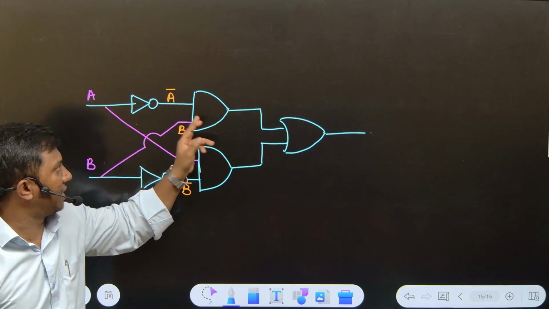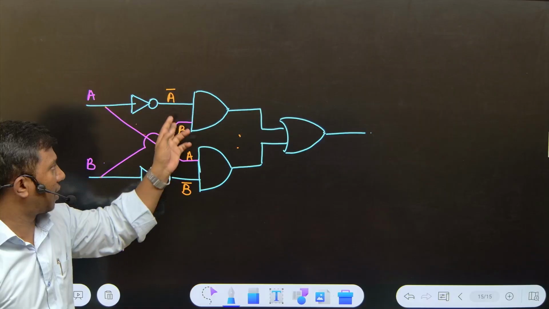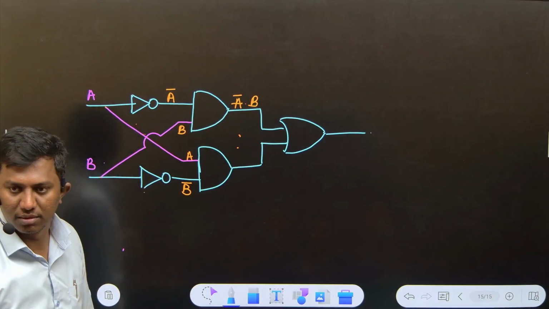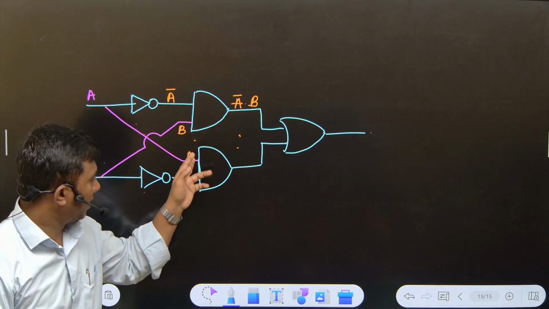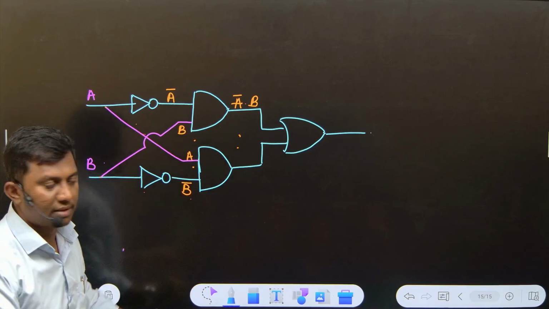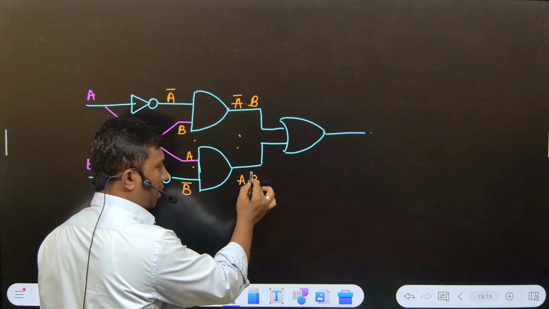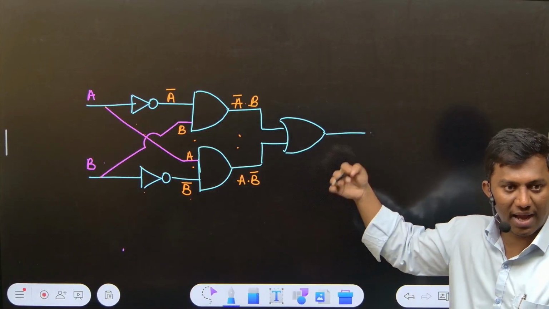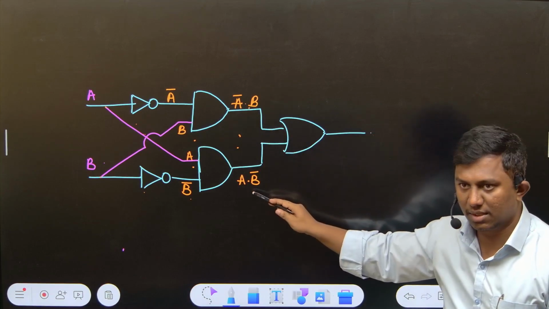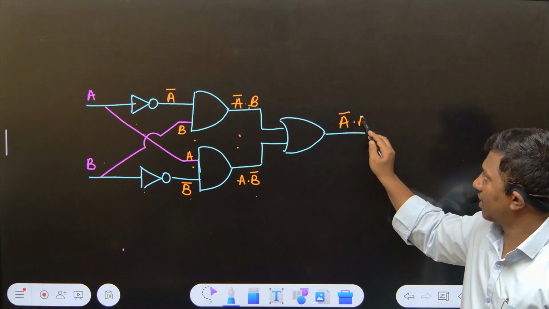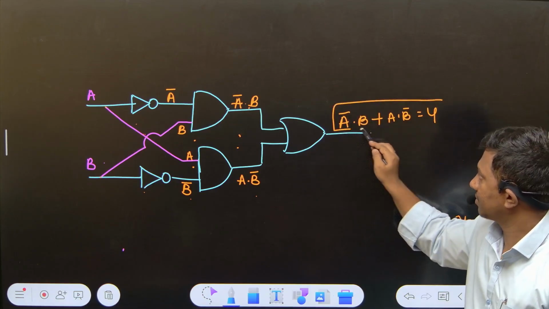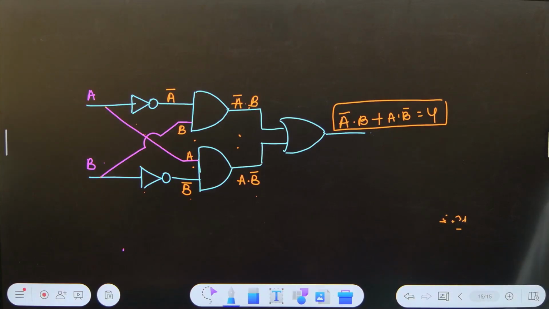Now this is the AND gate. The output of the AND gate, if A, B are given, is A dot B. But if A bar, B are given, what then? A bar dot B. Here A and B bar are there. Then what is the answer? A dot B bar. Understood? Simple. Now this is the OR gate. The OR gate will add inputs. This is one input, this is another input. Add them: A bar dot B plus A dot B bar. That is the output. Understood? Simple output.